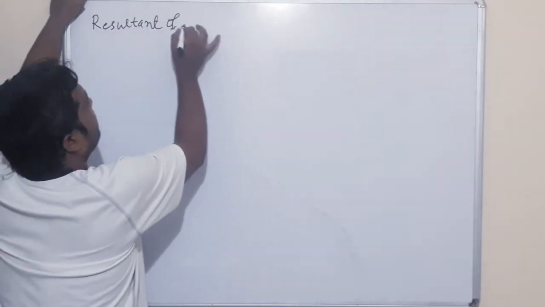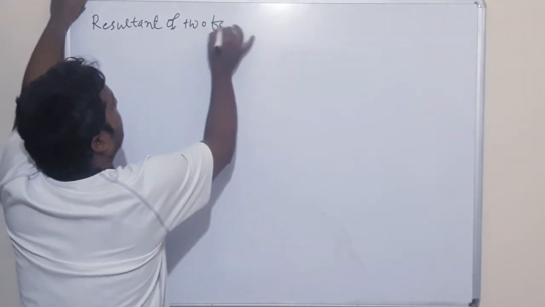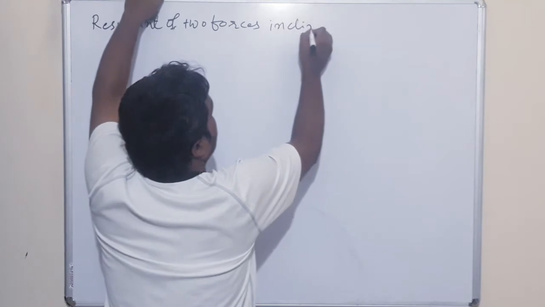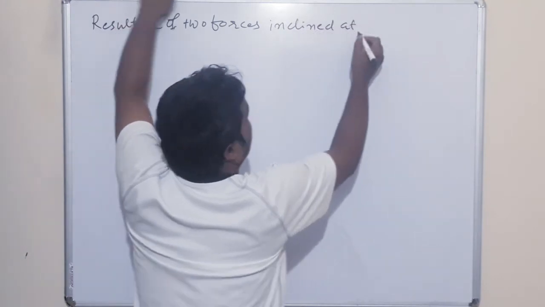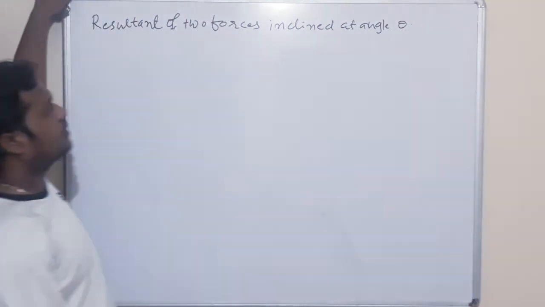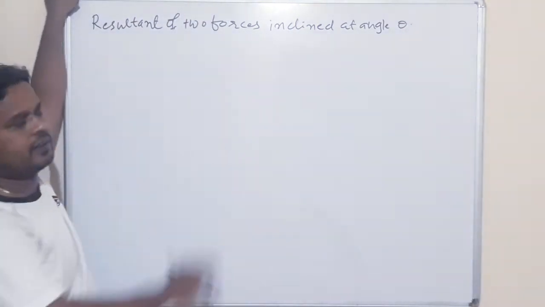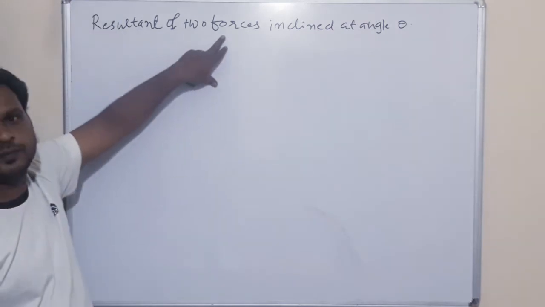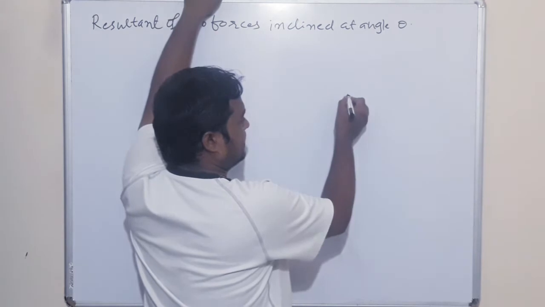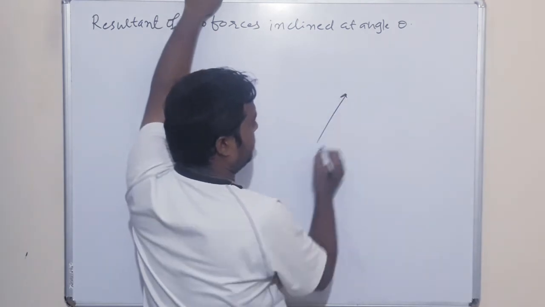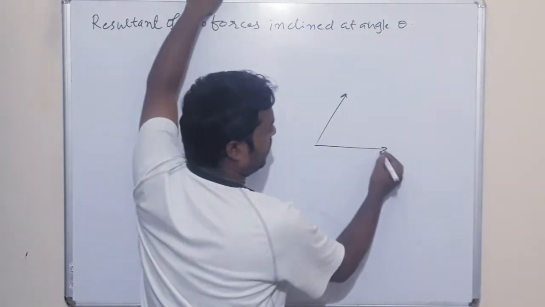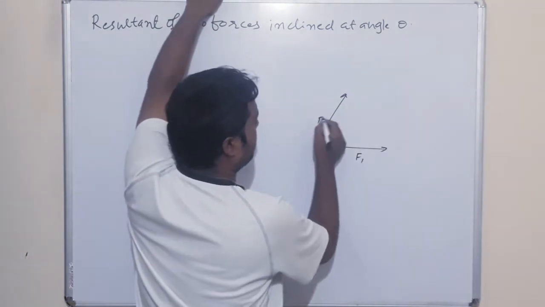Resultant of two forces inclined at an angle theta. Two forces, generally you can use it for any two vectors. Suppose we have two forces like this. This is one force, this is another force. Let me call this F1 and this is F2.